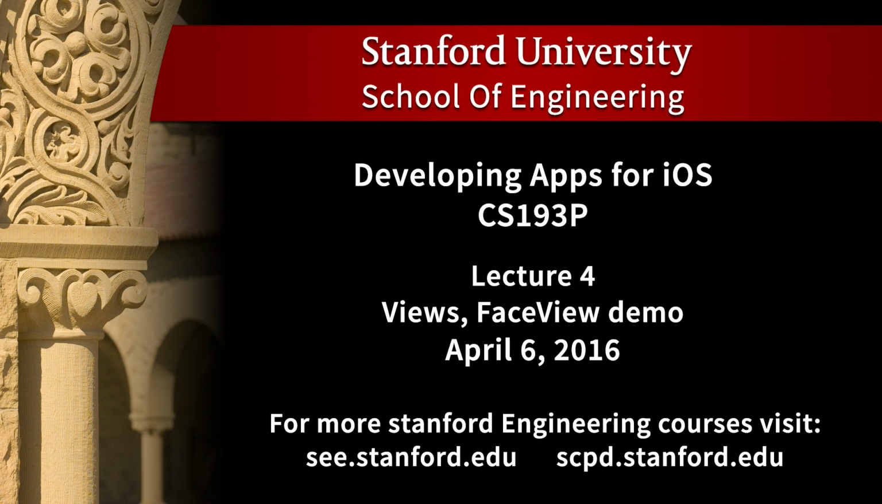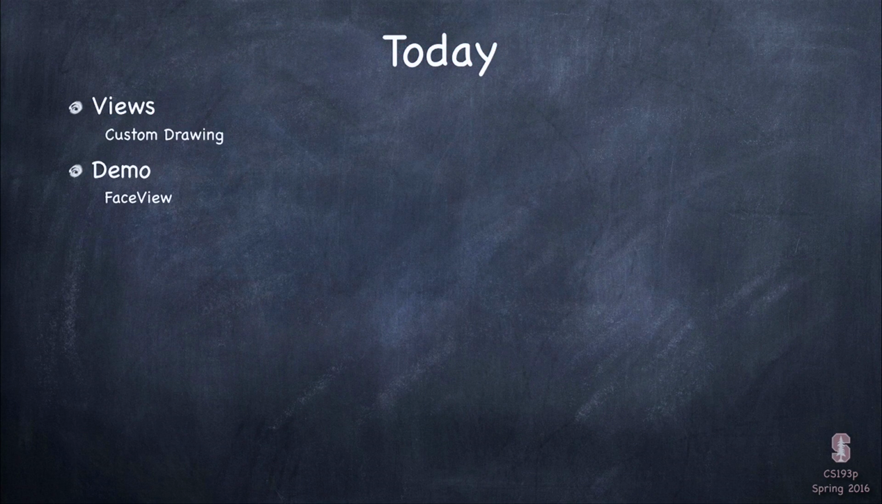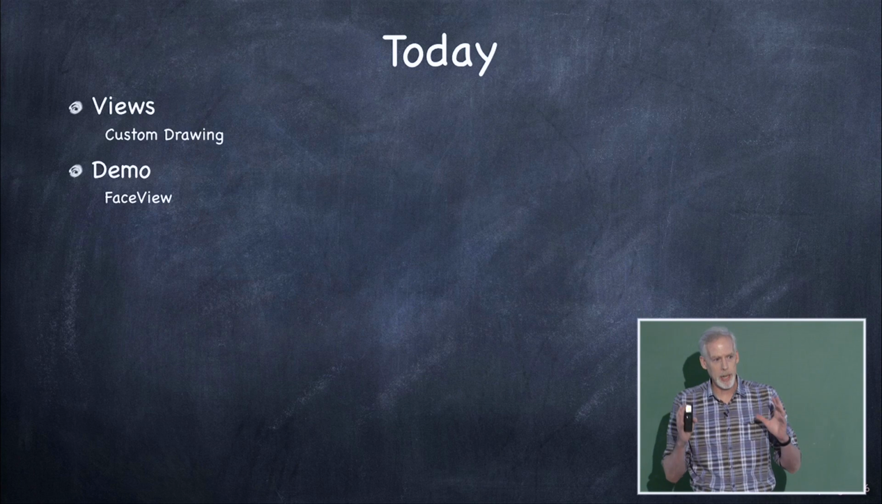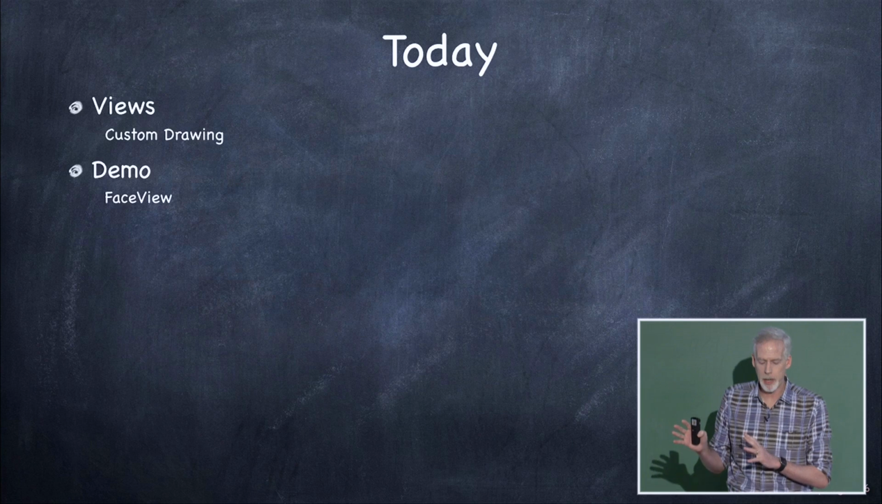Okay, well, welcome to Lecture 4 of Stanford CS193P, spring of 2016. Today, our topic is views. Okay, views are the rectangular areas on screen that we draw in. It's also the places where we handle multi-touch. We'll be talking about that next week.